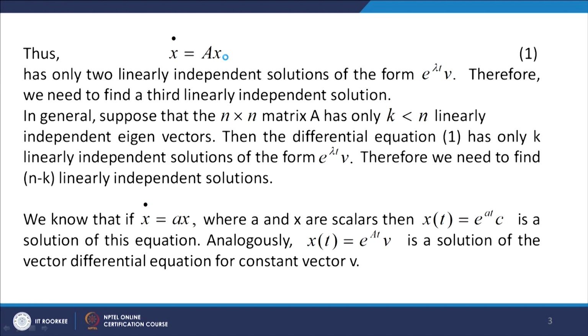Now, in general suppose that the n by n matrix A has only k less than n linearly independent eigenvectors. Then the differential equation x dot equal to Ax has only k linearly independent solutions of the form e to the power lambda t into b. Therefore, we need to find n minus k additional linearly independent solutions in order to write the general solution of the vector differential equation x dot equal to Ax.